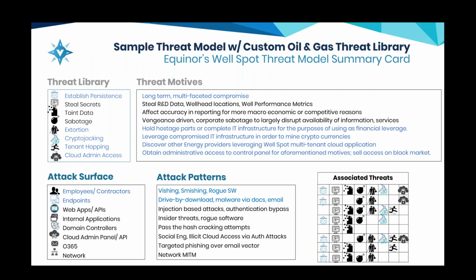Something that I like to do when we do engagements, whether it be organizational threat models, application threat models, or even building a framework for security operations groups to defend against, is that we establish a threat modeling card. What this does is summarize the threat library that's at stake, with the motives that are substantiated by threat intel. It correlates that to the attack surface at a broad level for the organization and the specific attack patterns.